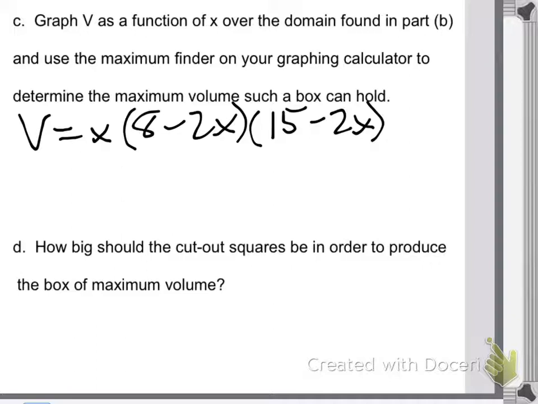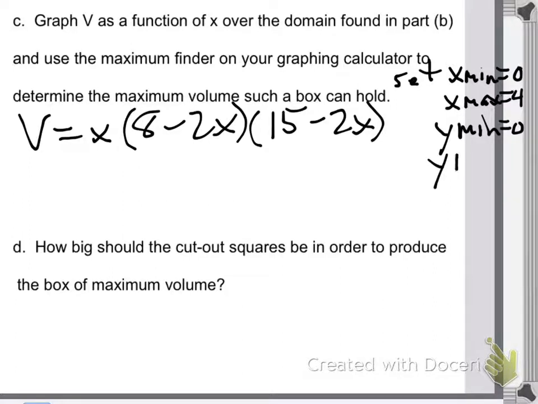So I'm looking at my calculator, and you're probably looking at your calculator, and you're going, oh my God, Mr. Habit, what do I do? Well, this is what you do. Set x min equal to 0, x max equal to 4, y min to 0, and y max to good old 100. So go to Window, x min 0, x max 4.